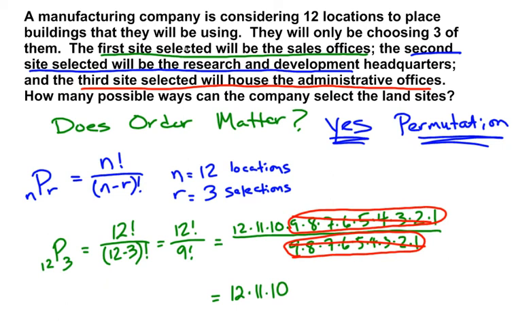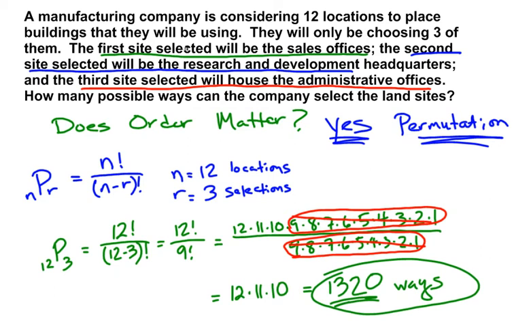And of course that is 1,320. So there are 1,320 outcomes for selecting these different construction sites for the different buildings that we're going to put in. That's quite a bit. So we can see that permutations, by the fact that selecting site 1, site 2, and site 3 is a little bit different than selecting site 2, site 3, and site 1. You know, the order that they're picked in matters with what's going to go there. So when we have permutations, that's the situation that we're looking at.